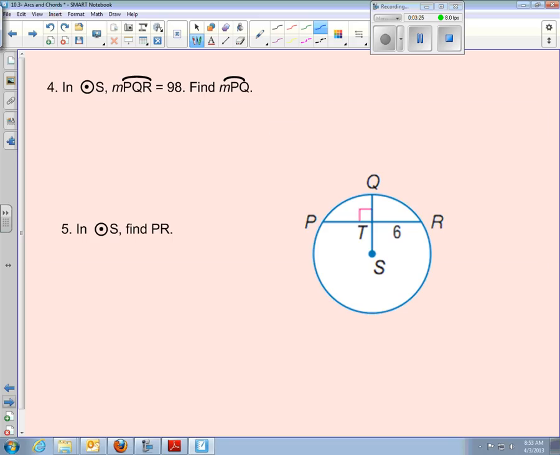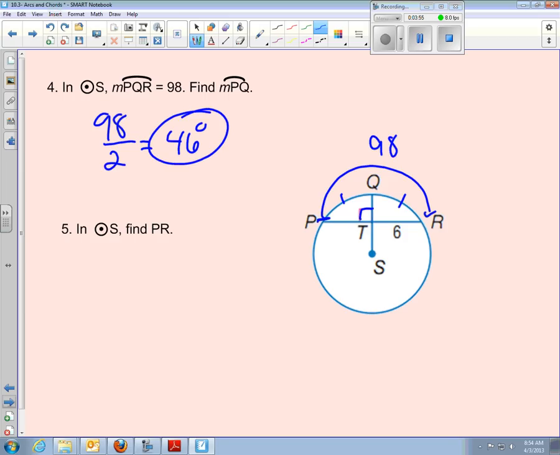So in circle S, the measure of arc PR or PQR is 98 degrees. Find arc PQ. So we know that this whole thing here is 98. Well, because we have a perpendicular, it's going to bisect. So we want to take 98 and divide it by 2. And that is going to be our measure for PQ. So go ahead and type that in on your calculator. And we get 46 degrees.